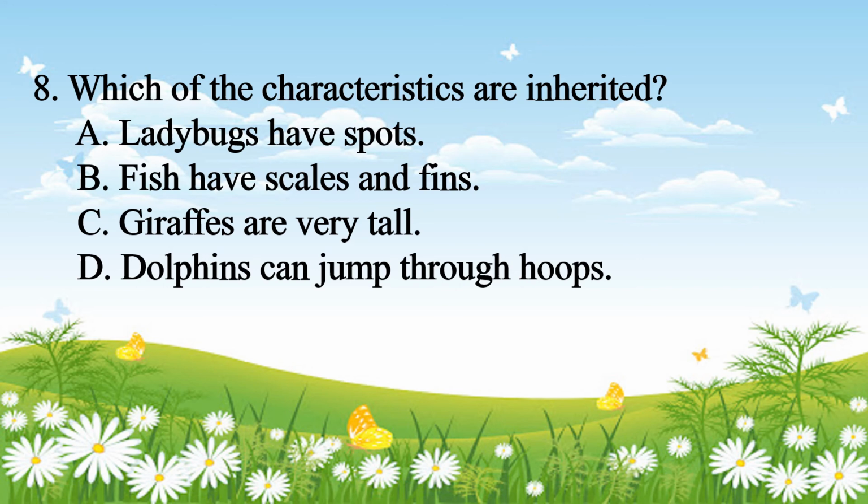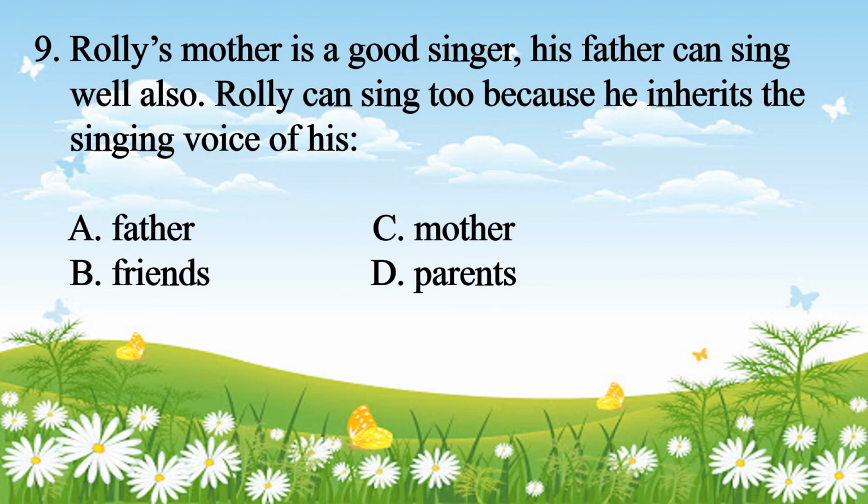Number 8. Which of the characteristics are inherited? A. Ladybugs have spots, B. Fish have scales and fins, C. Giraffes are very tall, D. Dolphins can jump through hoops. Number 9. Rolly's mother is a good singer. His father can sing well also. Rolly can sing too because he inherits the singing voice of his A. Father, B. Friends, C. Mother, D. Parents.